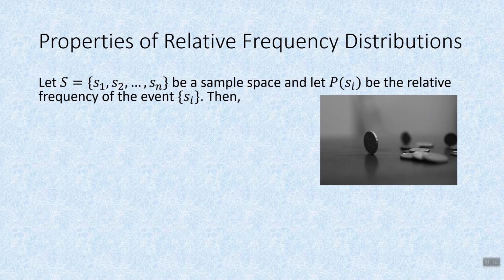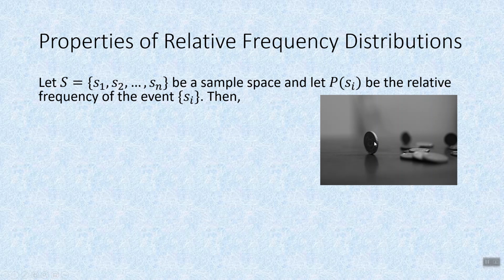Okay, so let's look at some properties of relative frequency distributions. We're going to let S be a sample space consisting of S1, S2, through Sn. So that's our sample space, and P of Si is the relative frequency of the event Si. So this is the probability that one of these little sample space items happens.